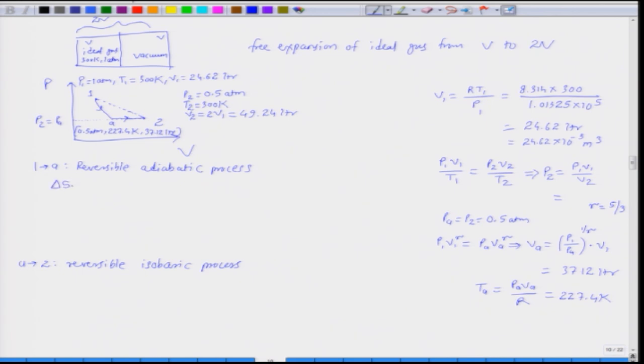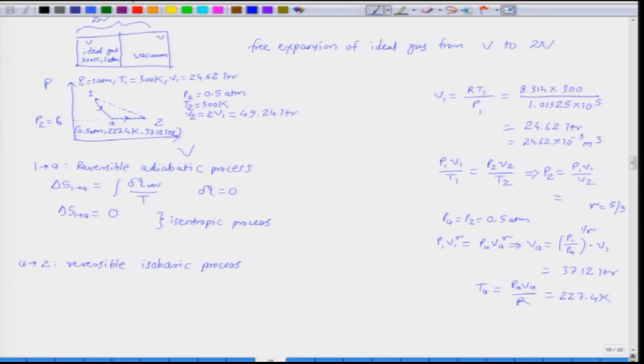So, we can write the entropy change for 1 to A, delta S 1A, as integral delta Q reversible by T. And since this is an adiabatic process, we know delta Q is equal to 0, right. And so, delta S 1 to A is basically 0. So, for any reversible adiabatic process, the entropy change is 0. And that is why all the reversible adiabatic processes are also referred to as isentropic processes.